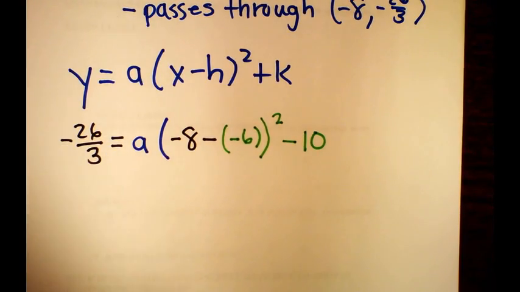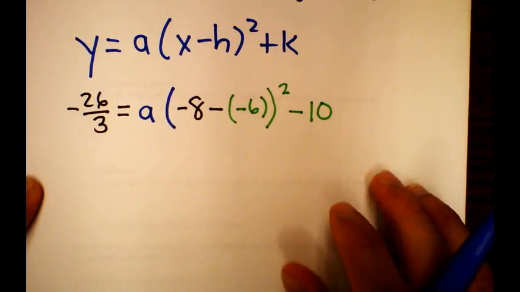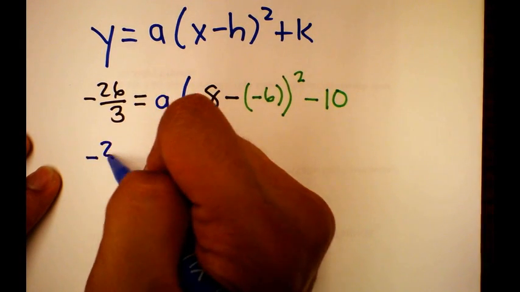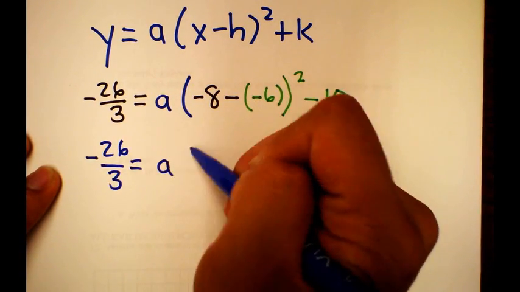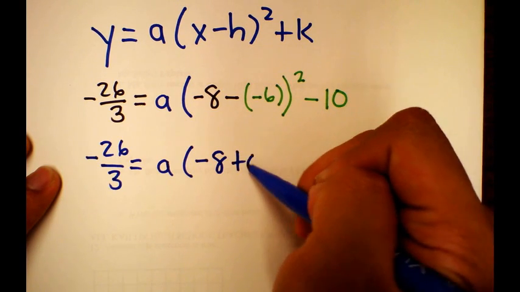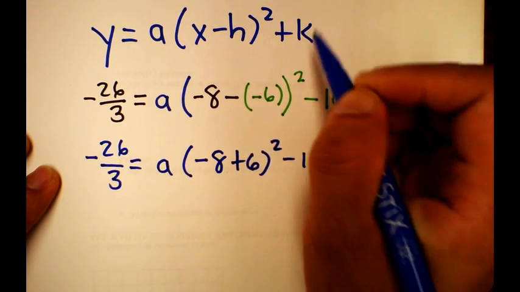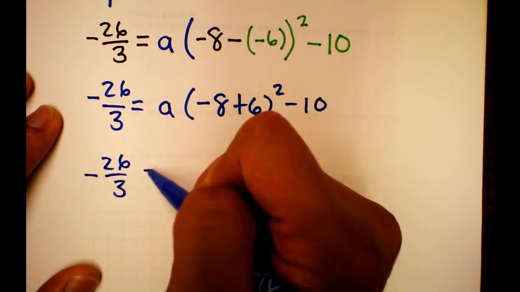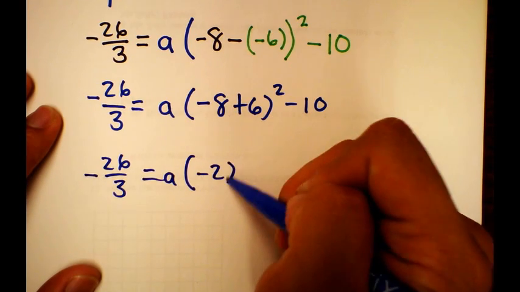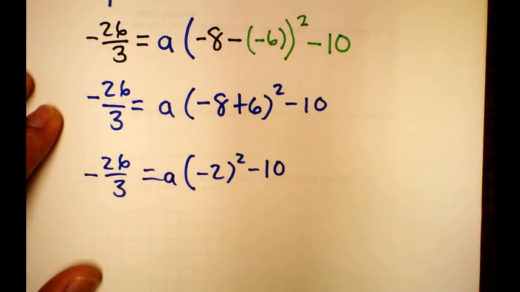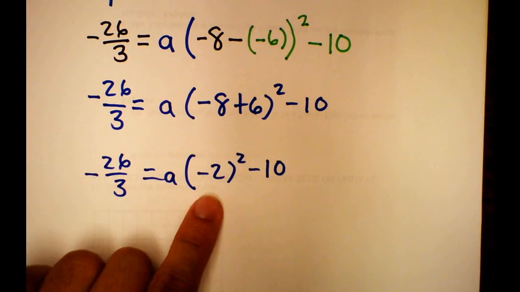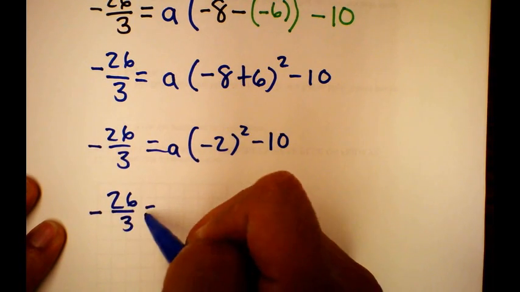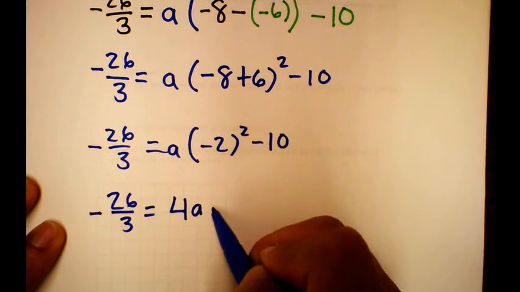Alright, we just got to solve for a, just very carefully. So let's do this step by step. Let's just clean up the middle portion over here. So we have -26/3 is equal to a. This is going to be -8 plus 6 squared minus 10. So this is going to be -2. -26/3 is equal to a, -2 squared minus 10. Okay, -2 times -2 is going to be 4. So on your next step, we have -26/3 is equal to 4a minus 10.